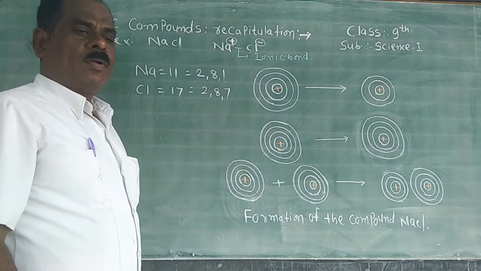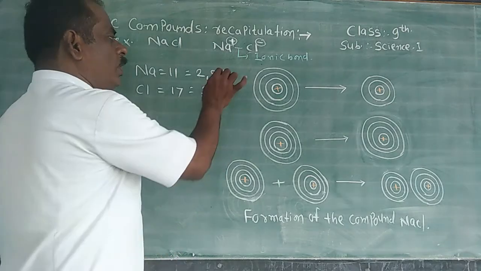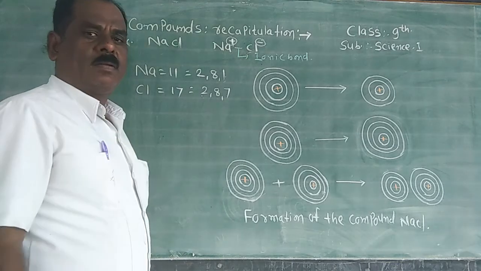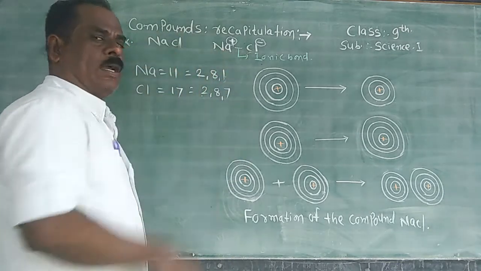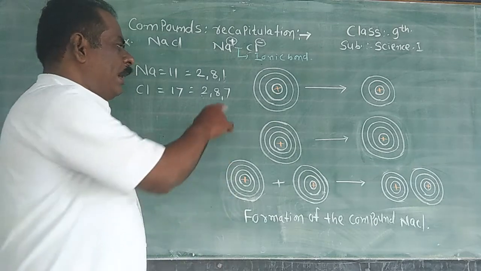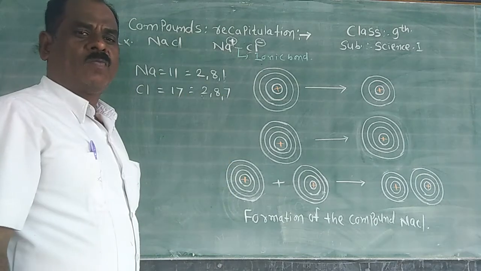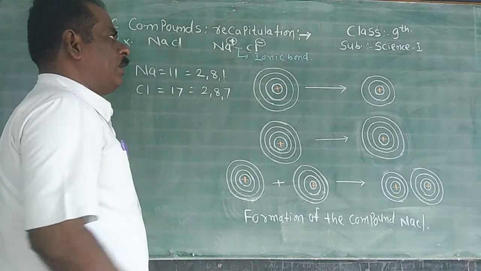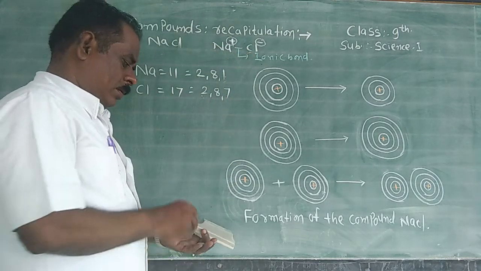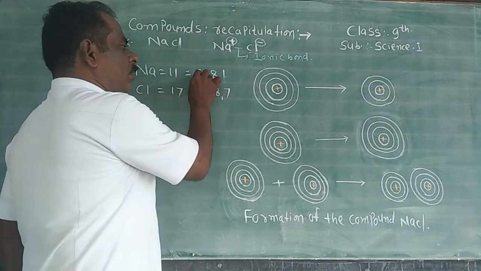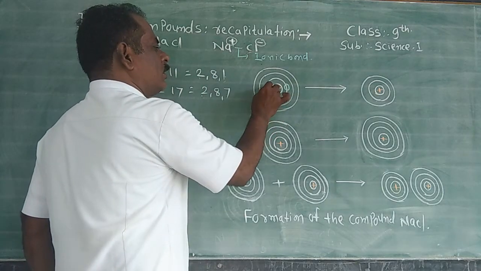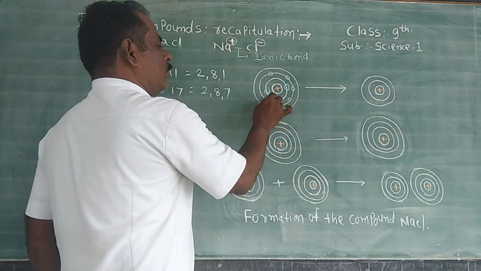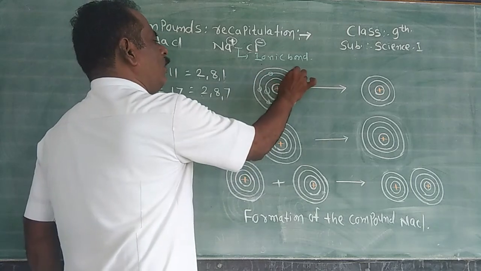Therefore, in the reaction, sodium loses an electron, completes the octet and forms a positively charged ion. Chlorine accepts 1 electron from the other atom, completes the 8 electrons and forms a negatively charged ion. Diagrammatically, it is given like this. In sodium, the first shell contains 2 electrons, the second shell contains 8 electrons, and the last shell contains only 1 electron.